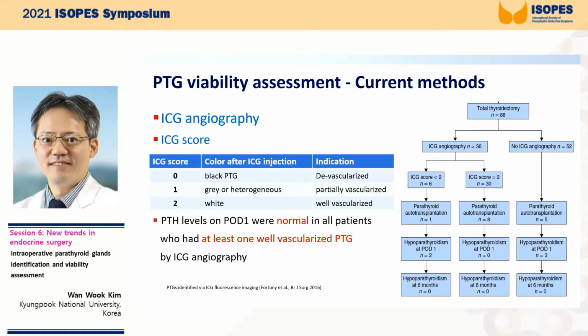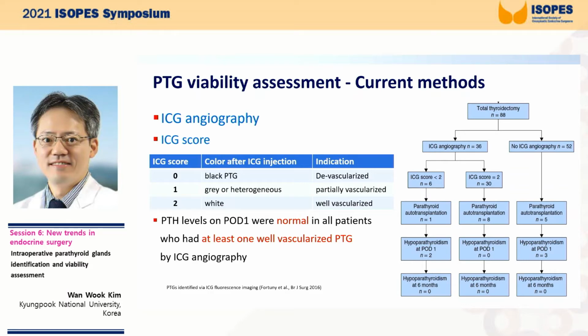An imaging score for ICG was established. ICG 0 means the parathyroid gland is black after injection of ICG, indicating that the gland is not vascularized. ICG 2 means the parathyroid gland is white, indicating that the gland is well vascularized. ICG 1 means the parathyroid gland is gray or heterogeneous, which suggests that the gland is partially vascularized.